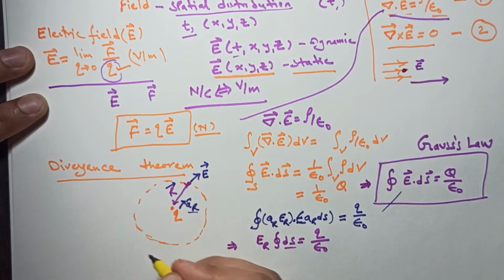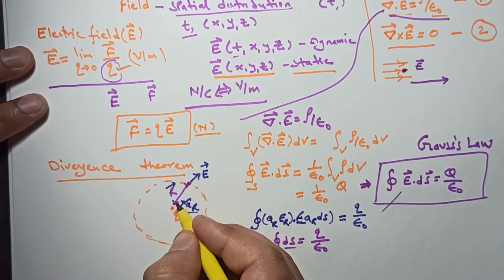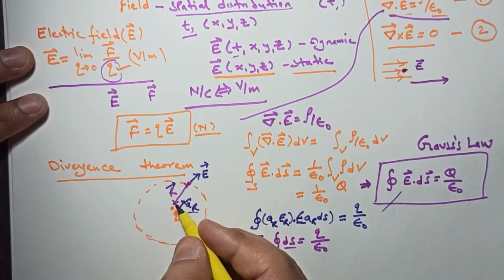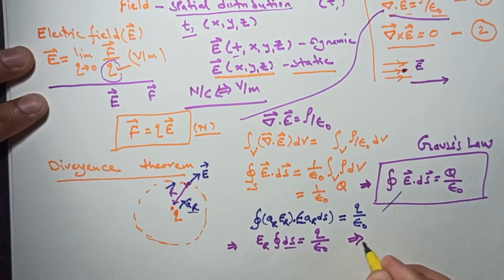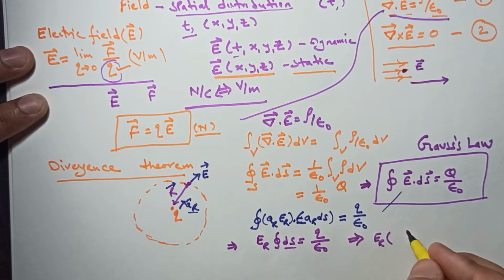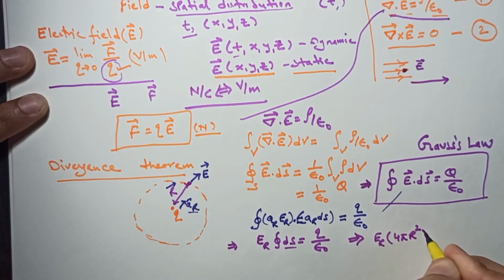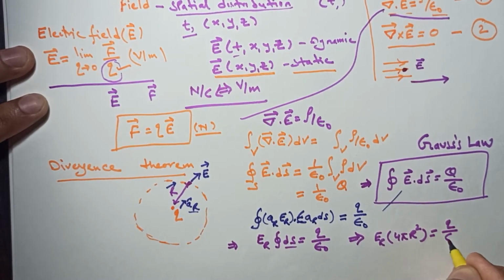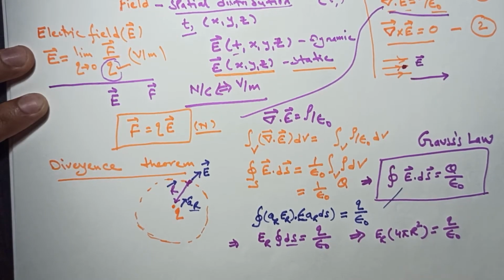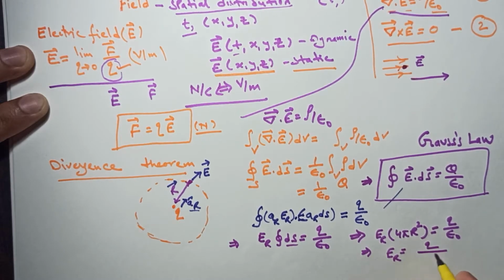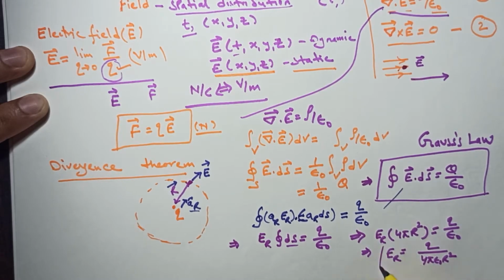So what is the surface area? This is a sphere with radius capital R, so 4 pi r square. So it implies that this ER, the integration of ds, which is 4 pi r square, is equal to Q by epsilon naught. So what would be this electric field? It implies that ER is equal to Q over 4 pi epsilon naught r square.